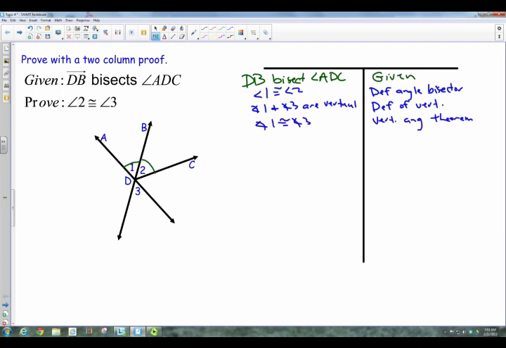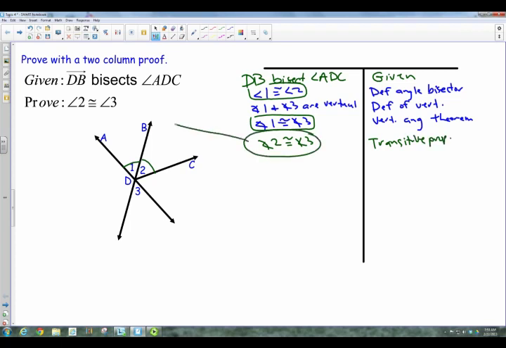Now, because angle 1 is congruent to angle 2, and angle 1 is congruent to angle 3, what that means is angle 2 is going to be congruent to angle 3, and that's what's called the transitive property. And since we have the transitive property, we've solved our proof and we're done. And so there's your proof.